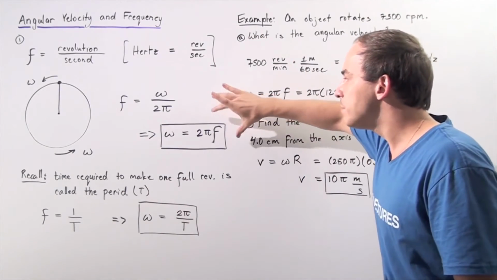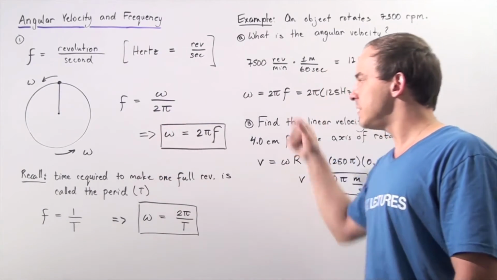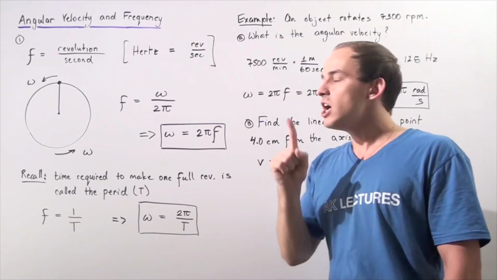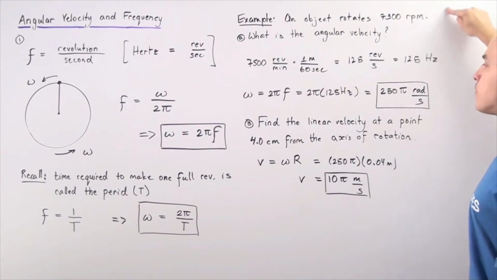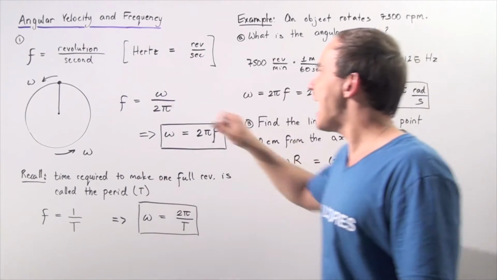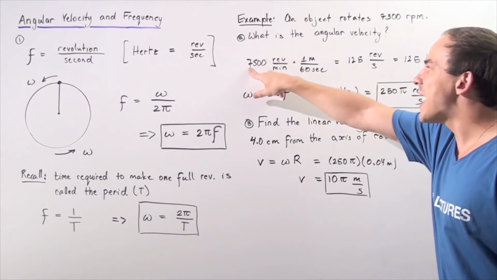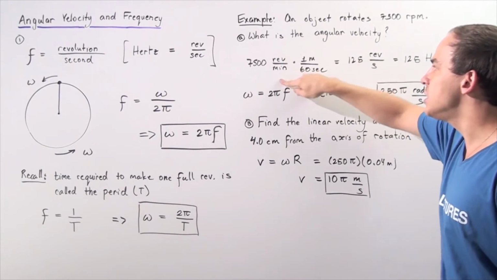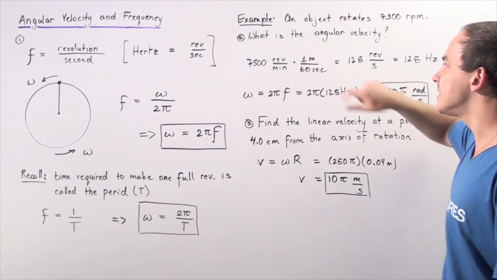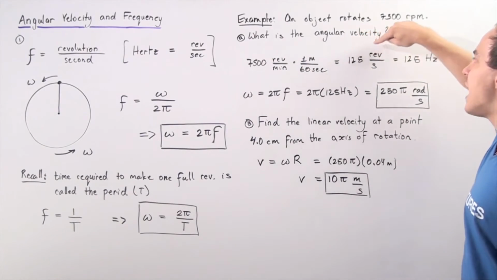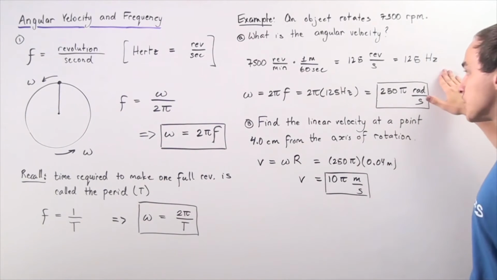So, before we apply this formula that gives us a relationship between frequency and angular velocity, we have to convert our revolutions per minute to revolutions per second, because frequency has the units revolutions per second. So we have 7,500 revs per minute multiplied by 1 minute per 60 seconds. The minutes cancel and we're left with 125 revolutions per second, which is known as 125 hertz.